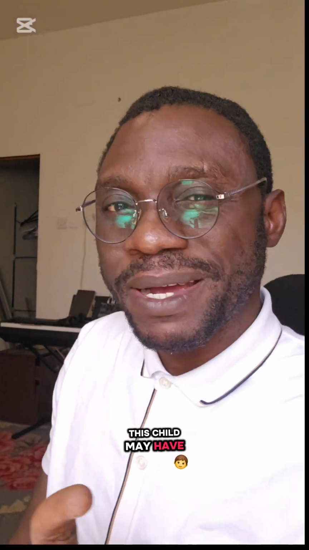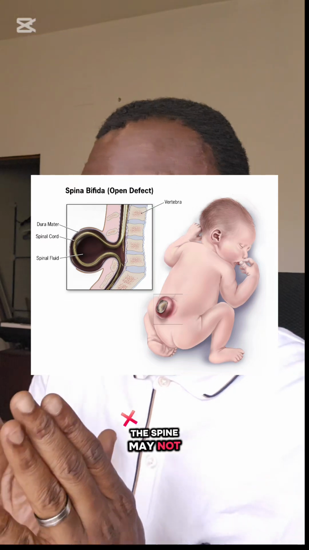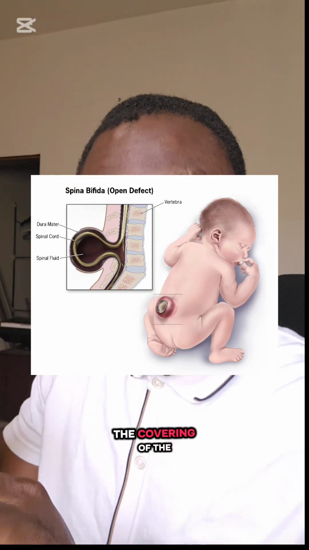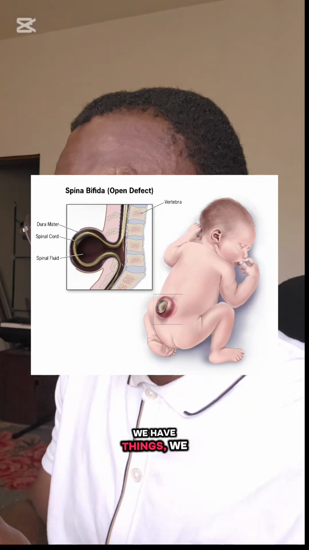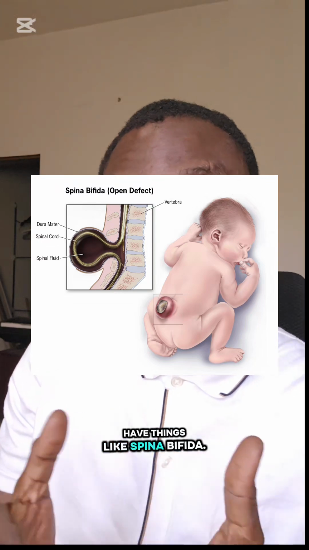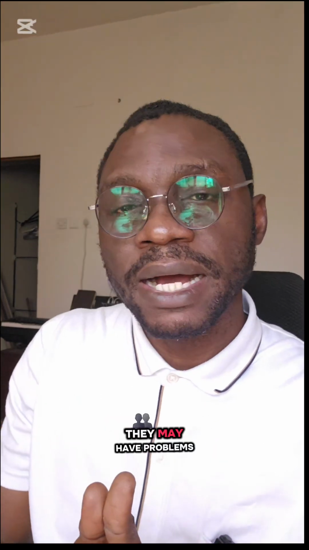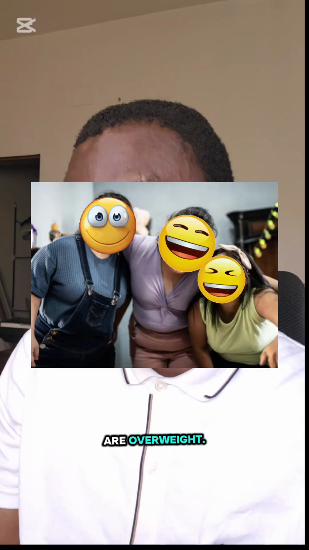This child may have spinal problems. The spine may not close properly. The covering of the neural tube where the spine forms may not close properly. They will have things like spina bifida. They may have problems with obesity. Many of the times they are overweight.